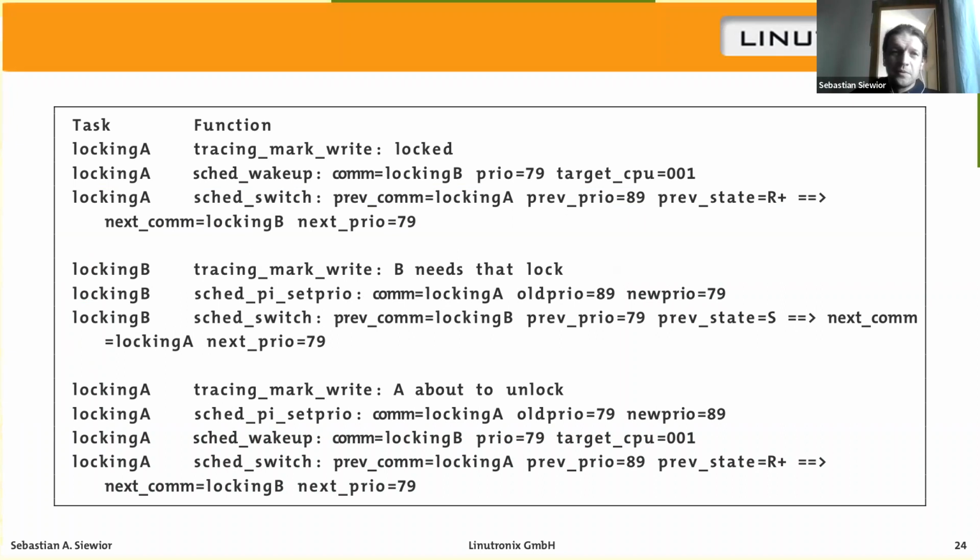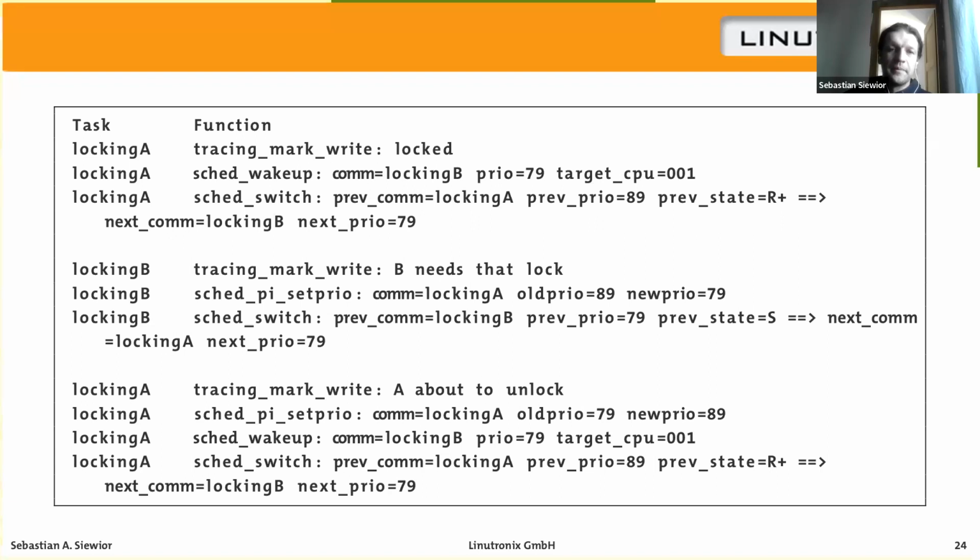This is a cut down sketch tracer with all the important bits, and everything else has been left out. So basically, the thread locking A is running, and it acquired a lock, an important one. This lock is also required later by locking B. And so locking A, as can be seen, woke up locking B, and since locking B's priority is higher, it got immediately switched over to locking B, while locking A was still running but couldn't make any progress.